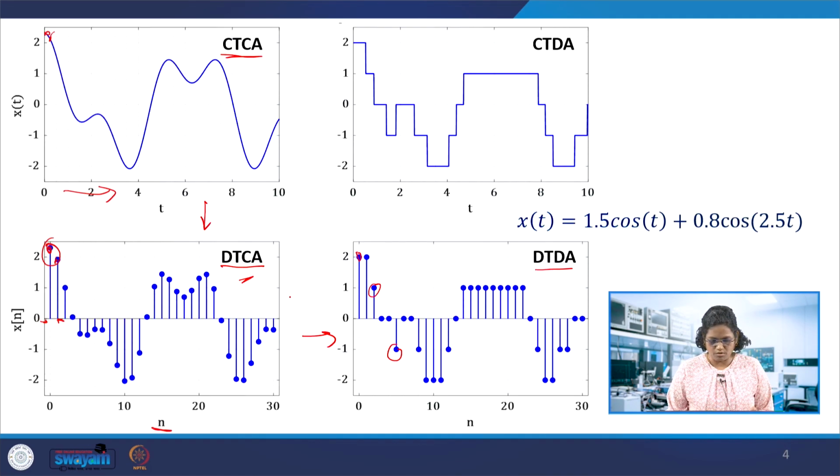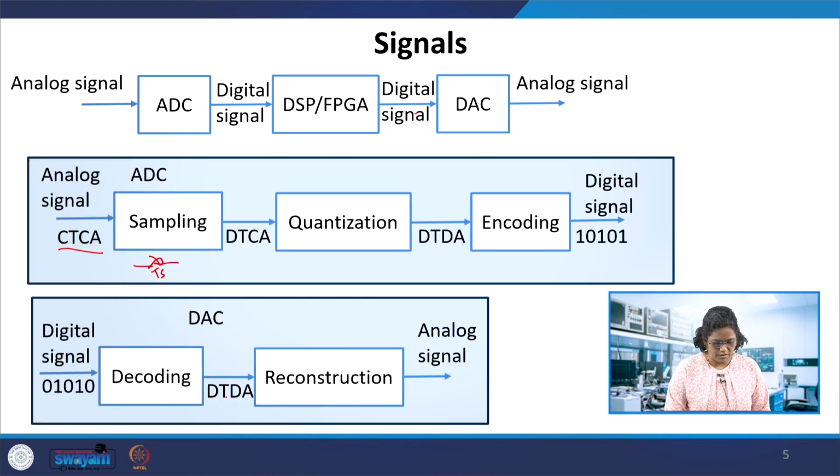Likewise, it is plotting these values here. So 2, 1, 3. Again, you get samples of this type here. So this is discrete in time and discrete in amplitude. So that is decoded now.